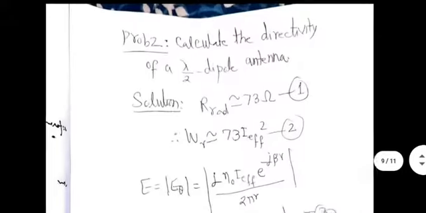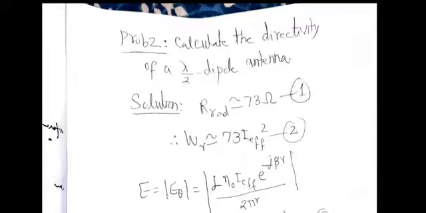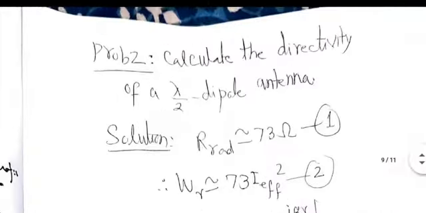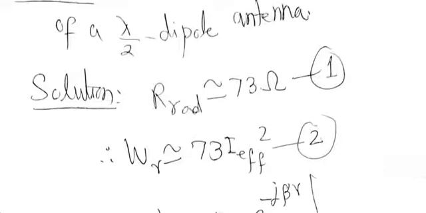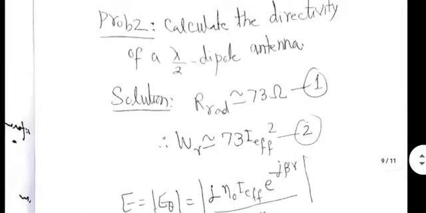Now the next challenge, take a lambda by 2 dipole and repeat the directivity calculation. For other lengths, it is not that easy to figure out the answer for directivity. You may have to do actual calculations. That's why I'm not doing other cases. You know that for a lambda by 2 dipole, radiation resistance is about 73 ohm. We have proven it. Right? So WR will be 73 into I effective square, where I effective is the RMS value of the input current.